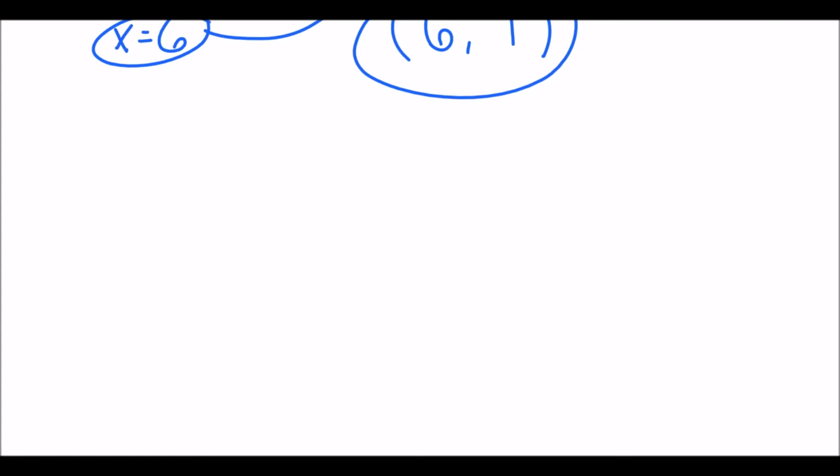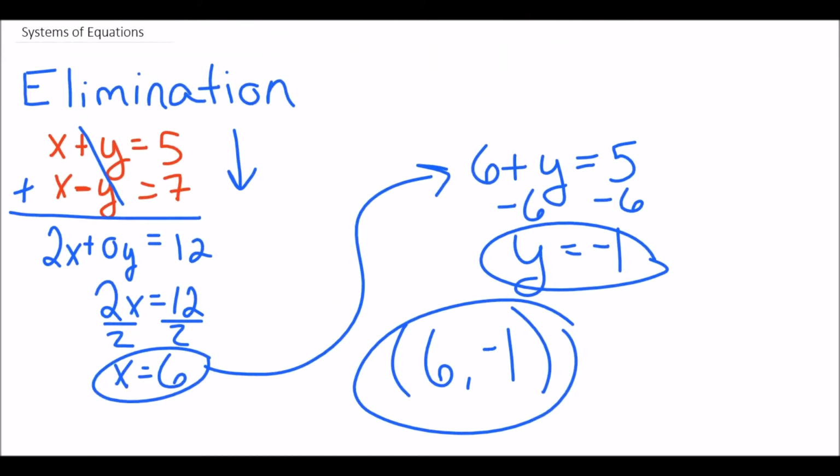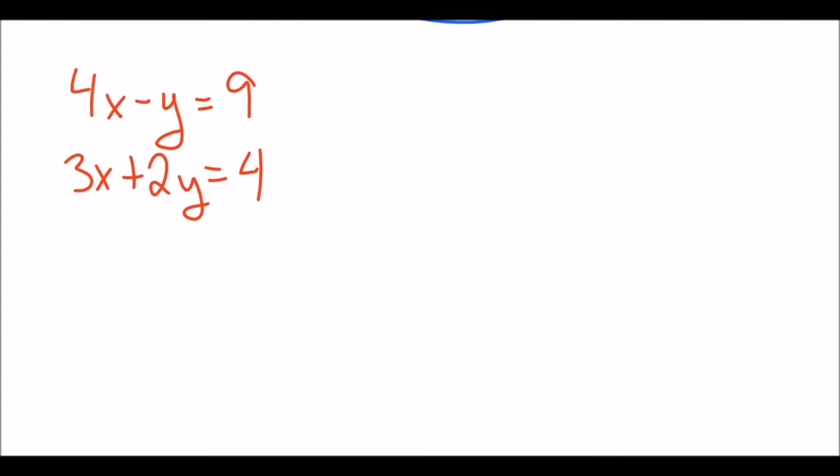Let's say we have 2 equations: 4x minus y equals 9, and 3x plus 2y equals 4. I want to use the elimination method on this. Since there are no obvious choices for which variable cancels, like there was before, where we were given a plus y and a minus y, we have to think a little bit more on this one. What I'm going to look for is variables with opposite signs: an x having a plus in one equation and a minus in the other, or y having a plus in one equation and a minus in the other.